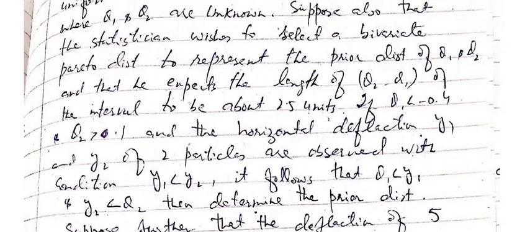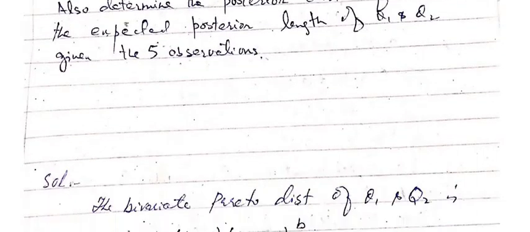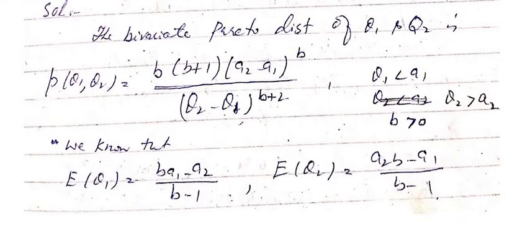It is a problem of bivariate distributions. The solution is given here. The bivariate Pareto distribution of θ1 and θ2 is given as b into (a2 minus a1) raised to power b, divided by (θ2 minus θ1) raised to power b plus 2, where θ1 is less than a1 and θ2 is greater than a2 and b is greater than 0. We know that expected value of θ1 is equal to b into a1 minus a2 divided by b minus 1, and expected value of θ2 is equal to b into a2 minus a1 divided by b minus 1.